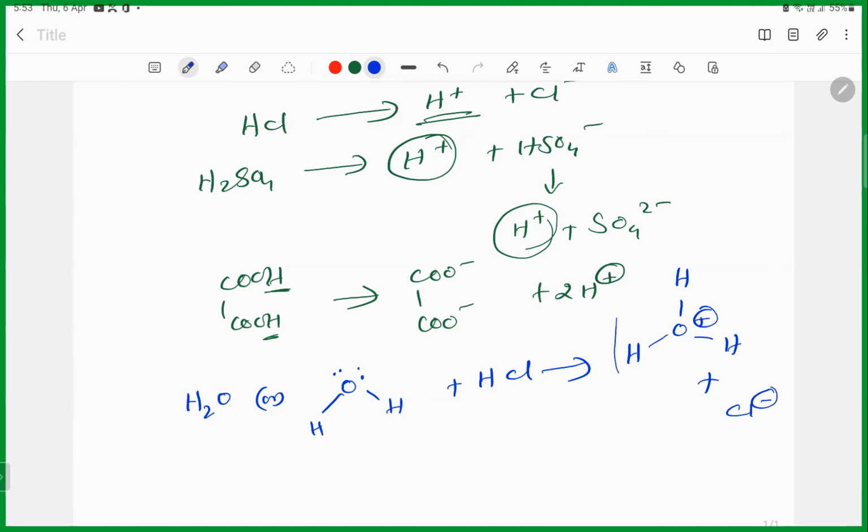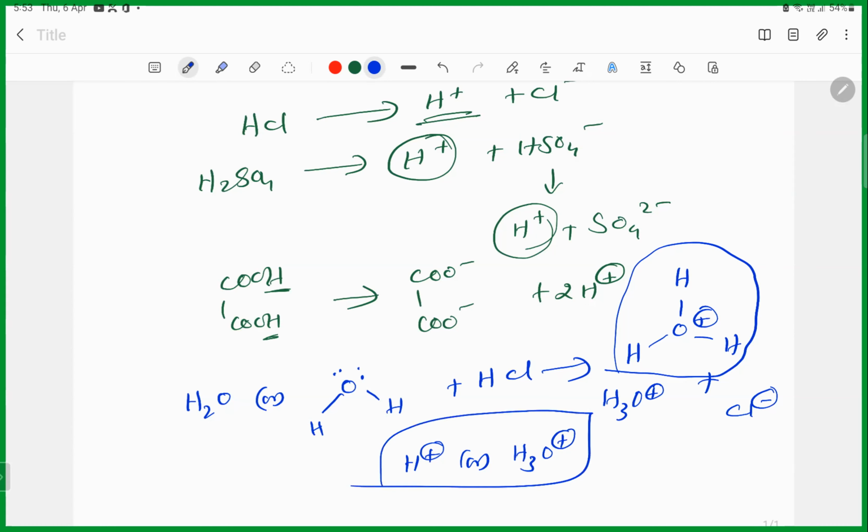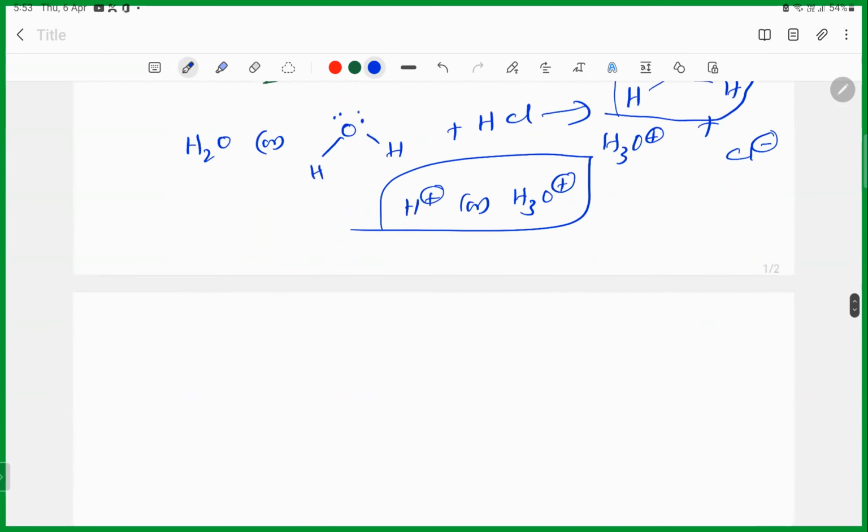Cl minus. So combined, how they say it is H3O plus and then Cl minus. Hydrogen ion cannot exist alone, but they exist combined with the water molecule. Thus, the hydrogen ion must always be shown as H plus ion or H3O plus ion. That is how we should show it. Okay, so this is called the types of acid. H plus plus H2O gives H3O plus.